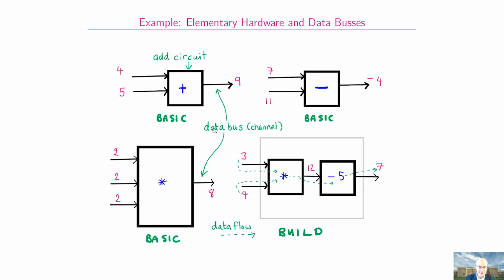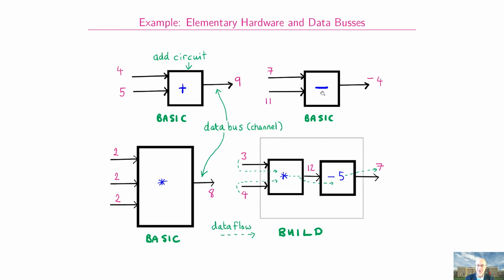We start things off by looking at elementary hardware. If you look just here, I've drawn a little box. It's labelled plus, and I'm mentioning that it's an add circuit. So the idea is that this box is a little piece of hardware that you might find in your PC or your device. And you can see a very simple idea here. 4 and 5 are input, and as you would expect, 9 is output. So this is an example of a basic hardware circuit.